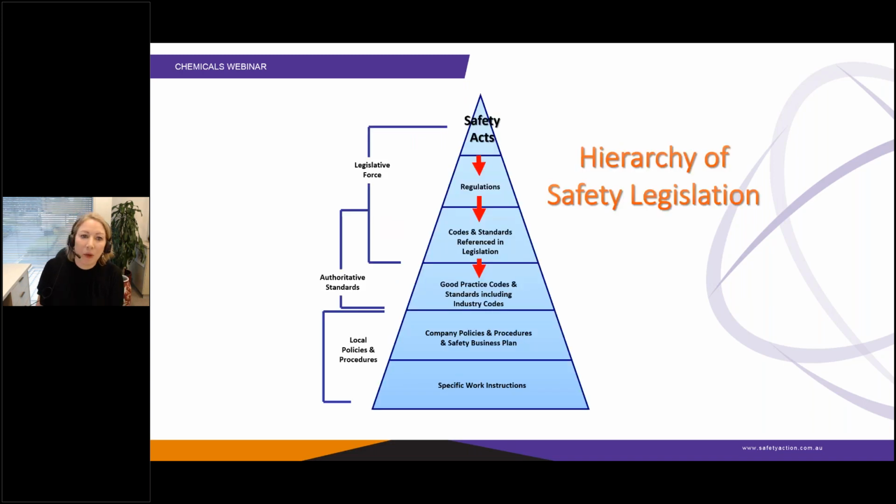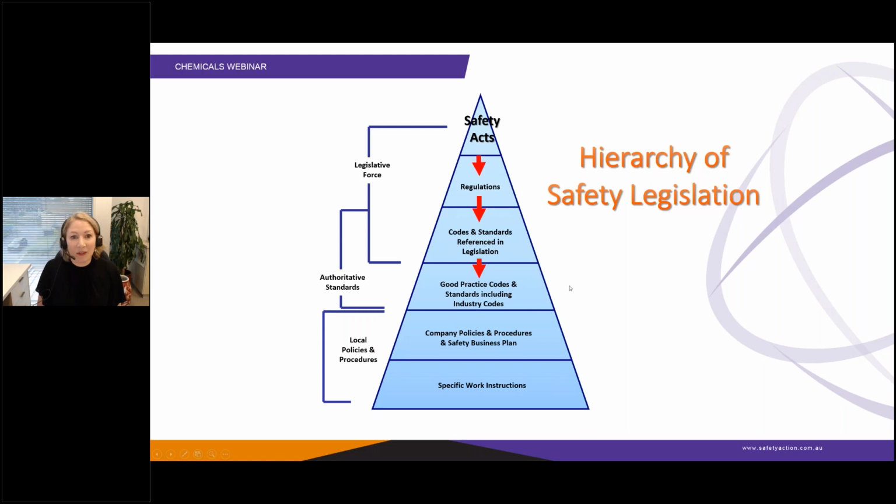I'm showing on the screen here a pyramid, which is the hierarchy of the safety legislation. Now, all of the states that I'll mention have the same general hierarchy of legislation. So up the top, each state or country, if the legislation is based for the whole country, they have a Safety Act, which sits at the top. Beneath that, there will be corresponding regulations, and supporting those Act and regulations, there'll be codes and standards.